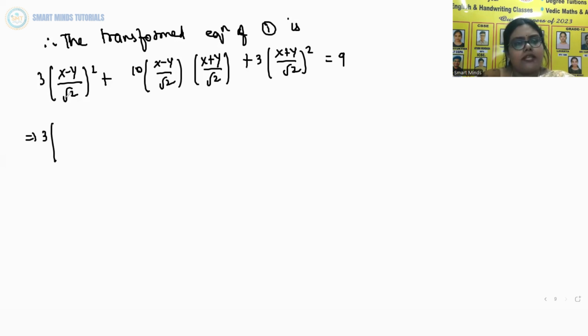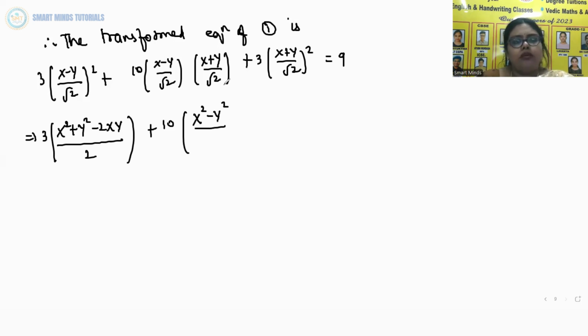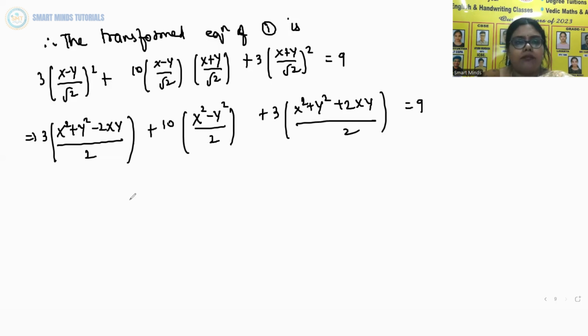So now let us expand this a minus b whole square formula. A square plus b square minus 2ab. And denominator root 2 whole square is 2. Plus 10 into, now numerator we can multiply a plus b into a minus b. That is a square minus b square. By root 2 into root 2 is 2. Plus 3 into again X square plus Y square plus 2XY by 2 is equal to 9.